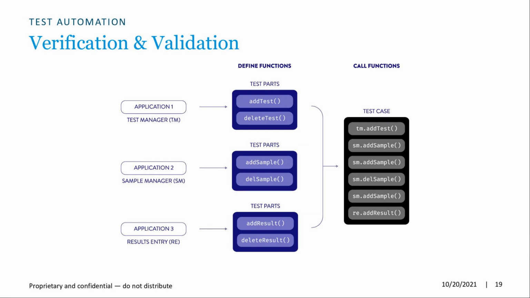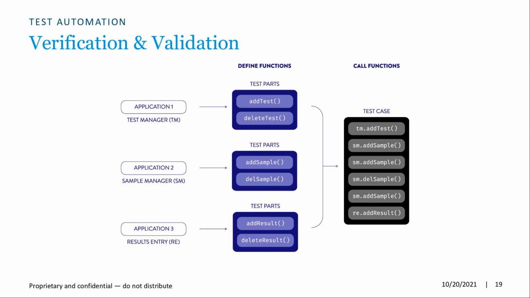Now, the way that our framework is composed is we've taken the applications that we have, we looked at the requirements that are present within them, and we've broken down all the functionality within those applications into individual test parts. Think of them as building blocks. So in this example, I have an application called Test Manager. And within Test Manager, I can add a test and I can delete a test, if those were the only available functionality within that application. So what we do is we make two test parts, one called add test and one called delete test.